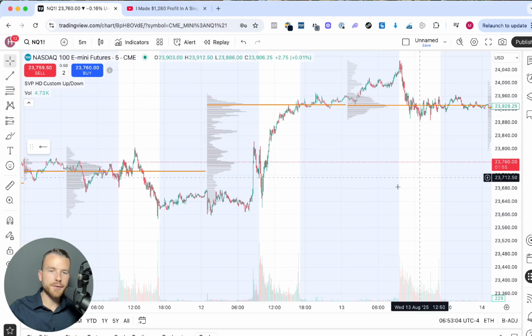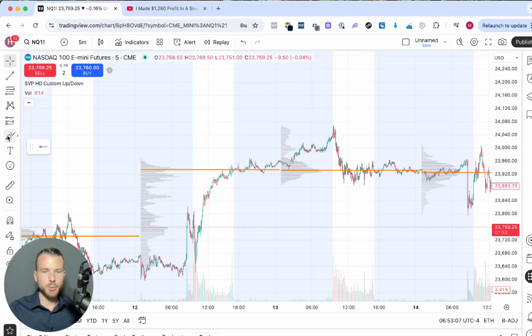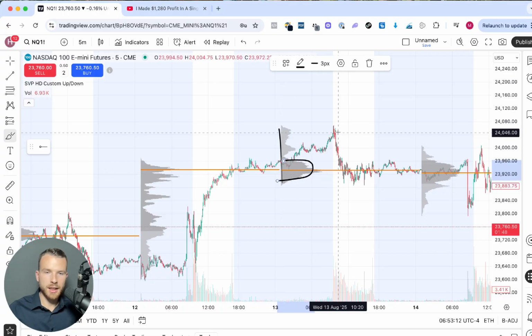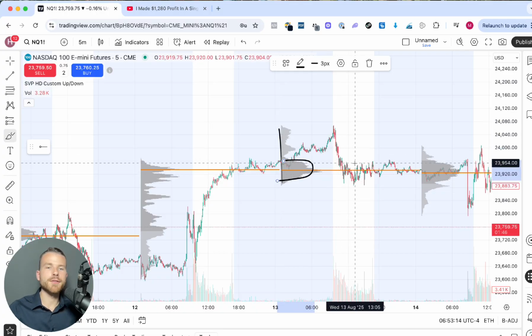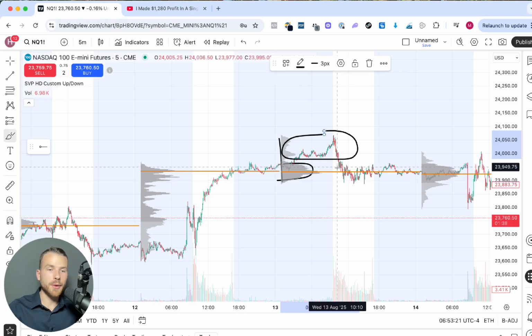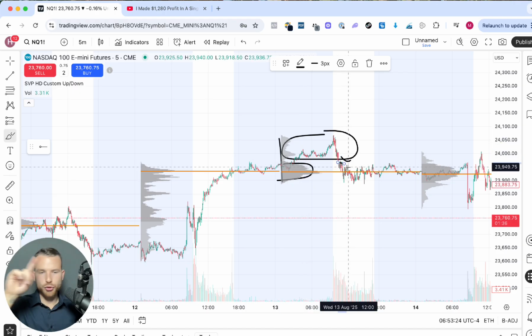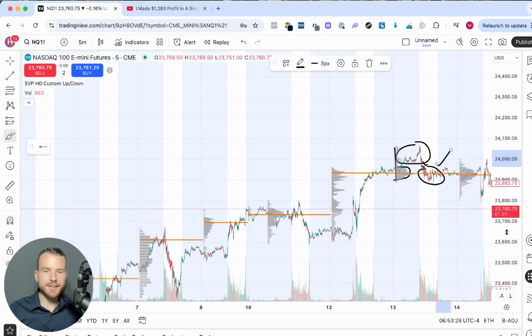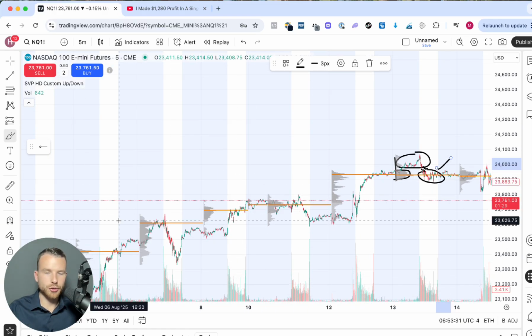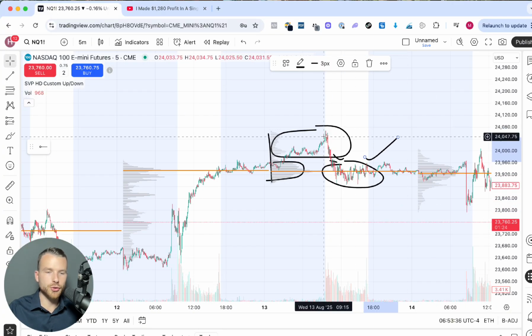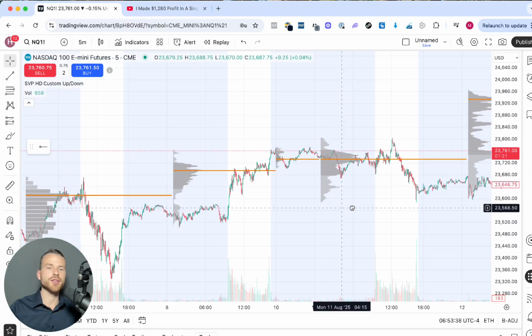Now, then you also have the small b shape, which is basically the opposite. It just looks like a lowercase b. So it's very, very thin at the top and very thick at the bottom in terms of the volume profile. And this just shows us that the market did very little business at higher prices, then dropped lower, and it really accepted the prices down below. And that means sellers are in control and the market is just interested in exploring lower prices. And what do we look for? Well, we only look for short trades. Where exactly? I'll get into that in just a second.